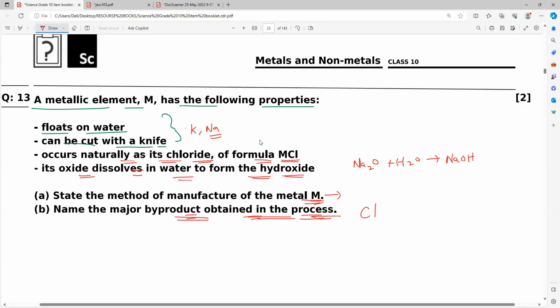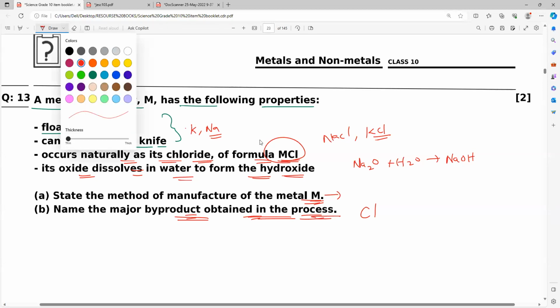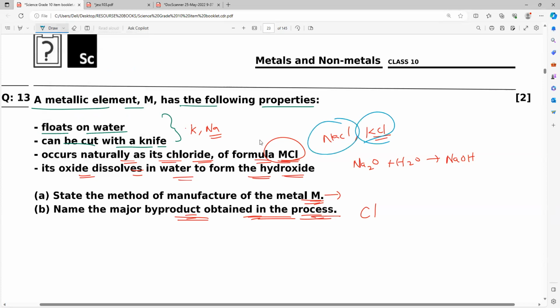Of course, we cannot say it is NaCl. Why? It may be KCl also, correct or not? Potassium chloride or sodium chloride, both are possible. What is the byproduct? Chlorine gas only. Do you understand? So it is not specified here.